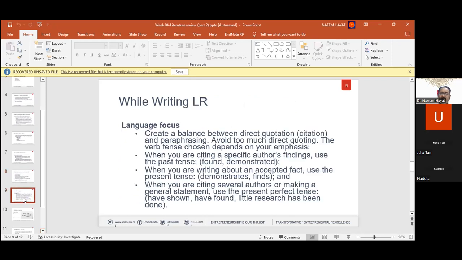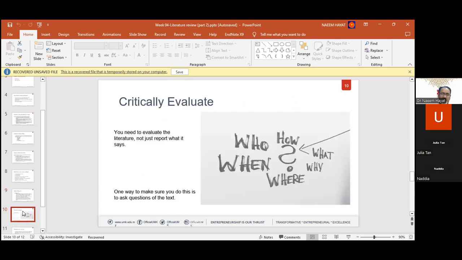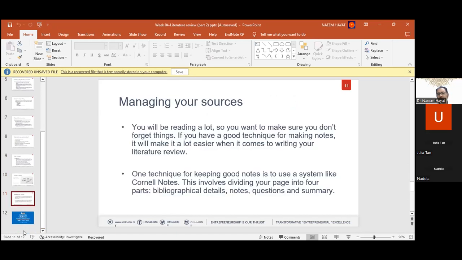While we are writing, we need a balance between direct citation and discussion. We must critically evaluate and then document in a way so that the sources can be utilized and reduce our effort.